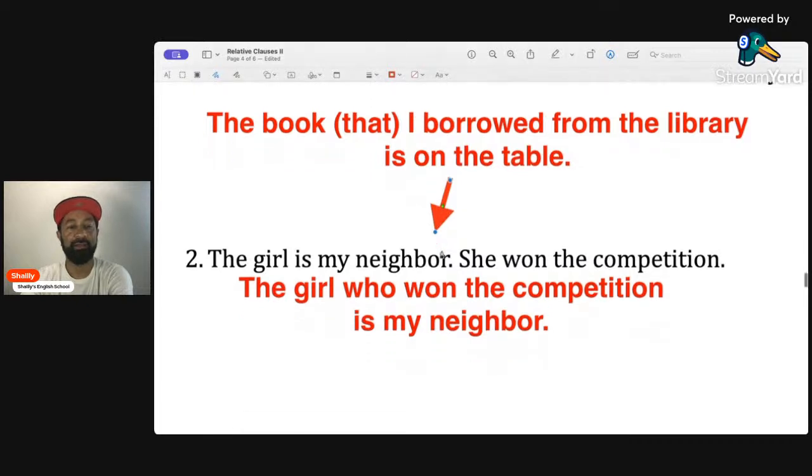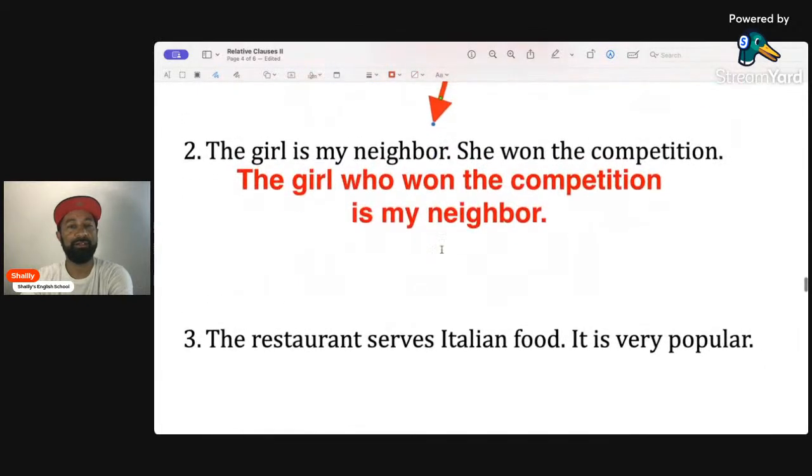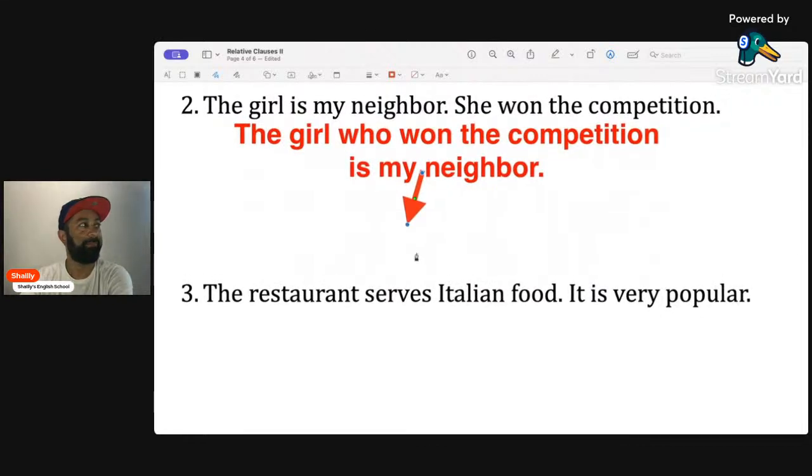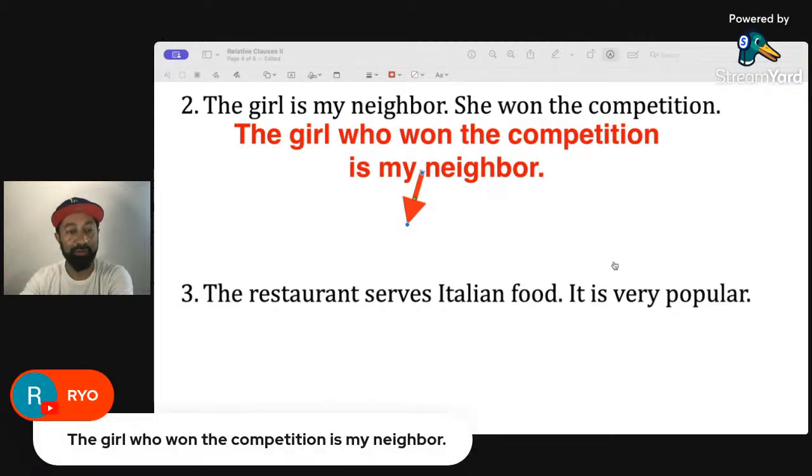Okay, let's move on to number 3. We're going to join the sentences. The restaurant serves Italian food. It is very popular. Perfect. The girl who won the competition is my neighbor. All right, number 3. The restaurant serves Italian food. It is very popular. How do we join these two?